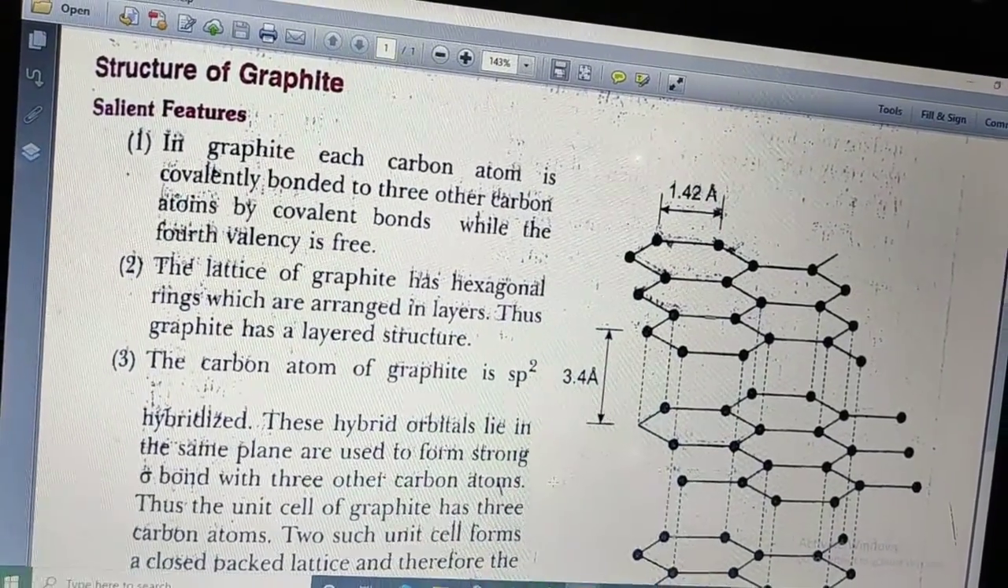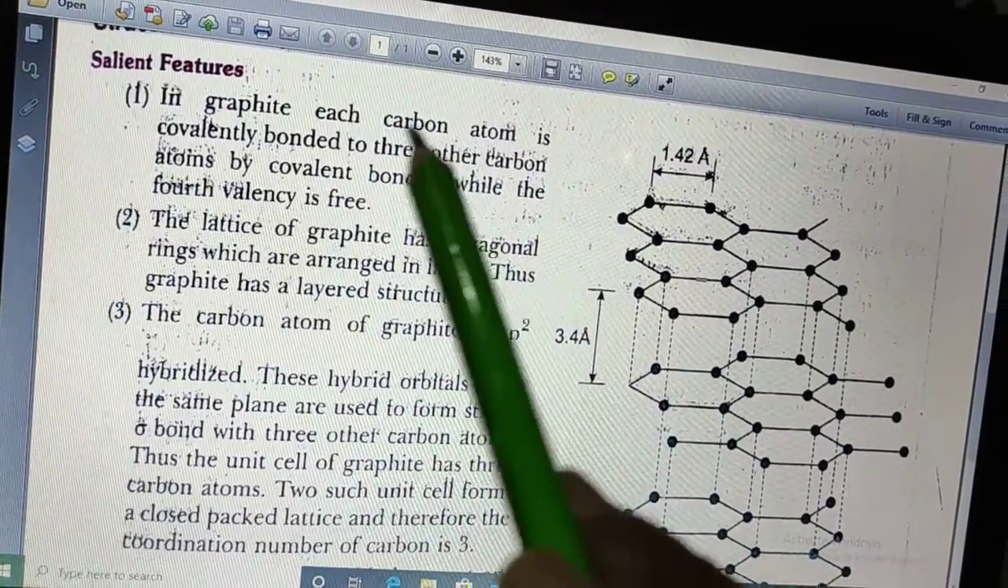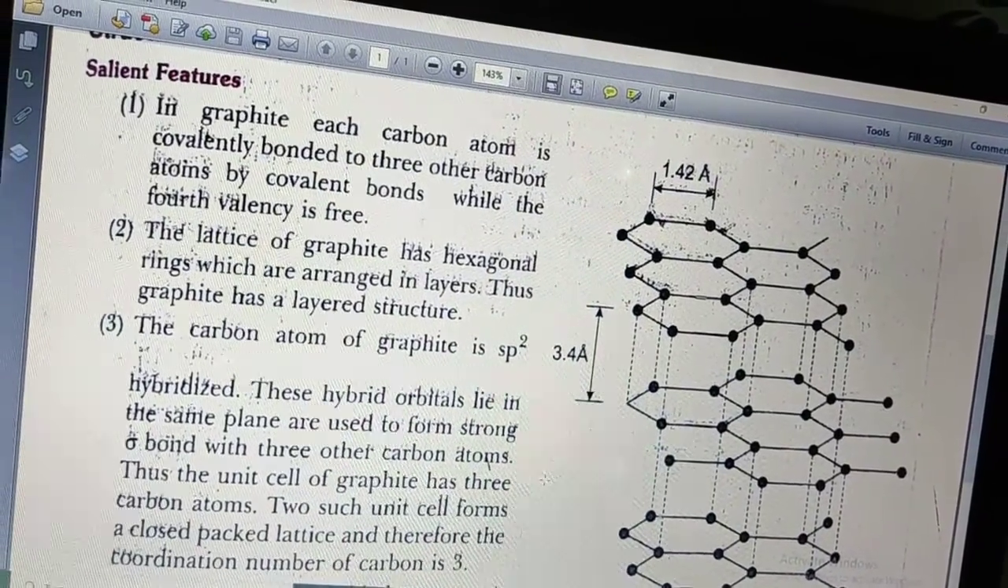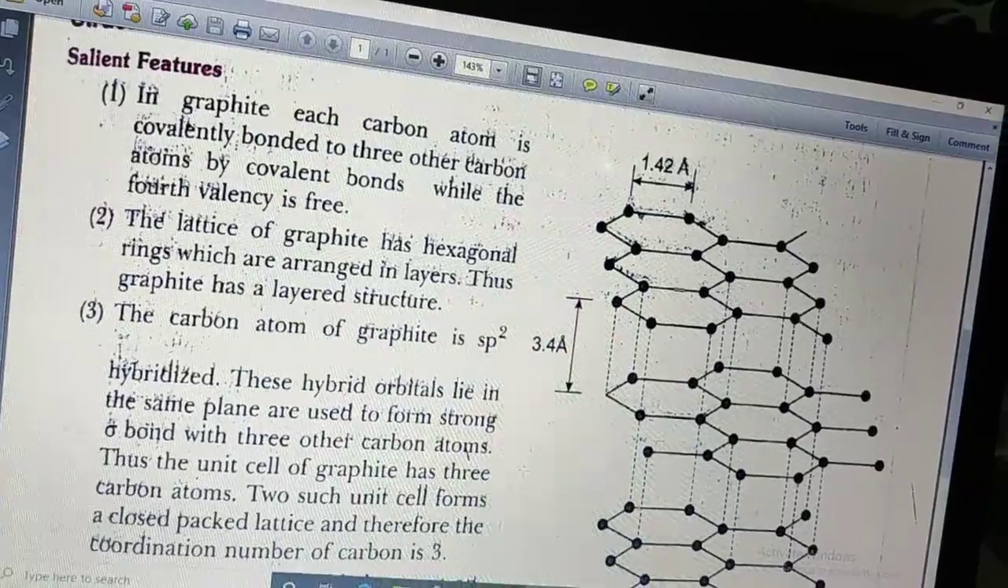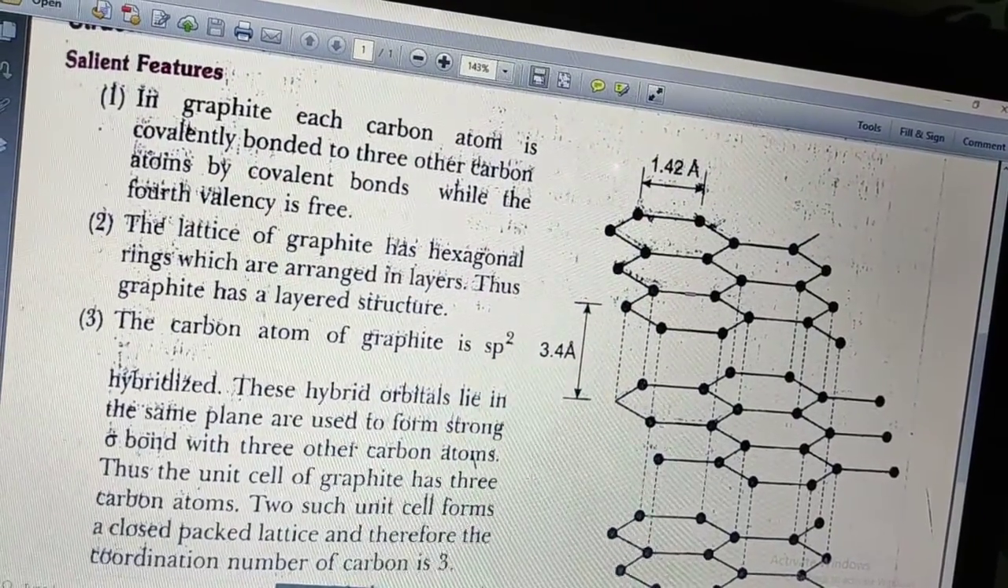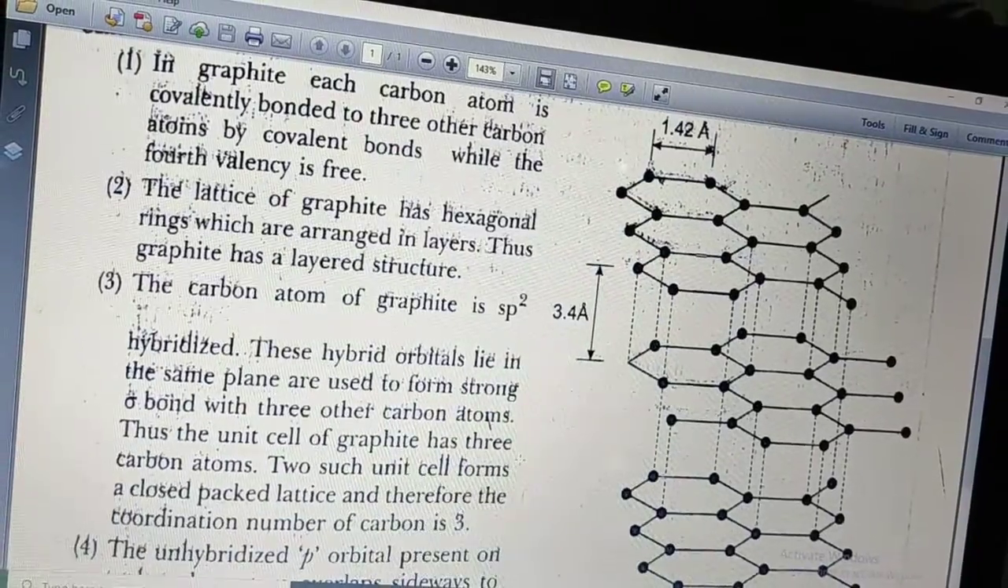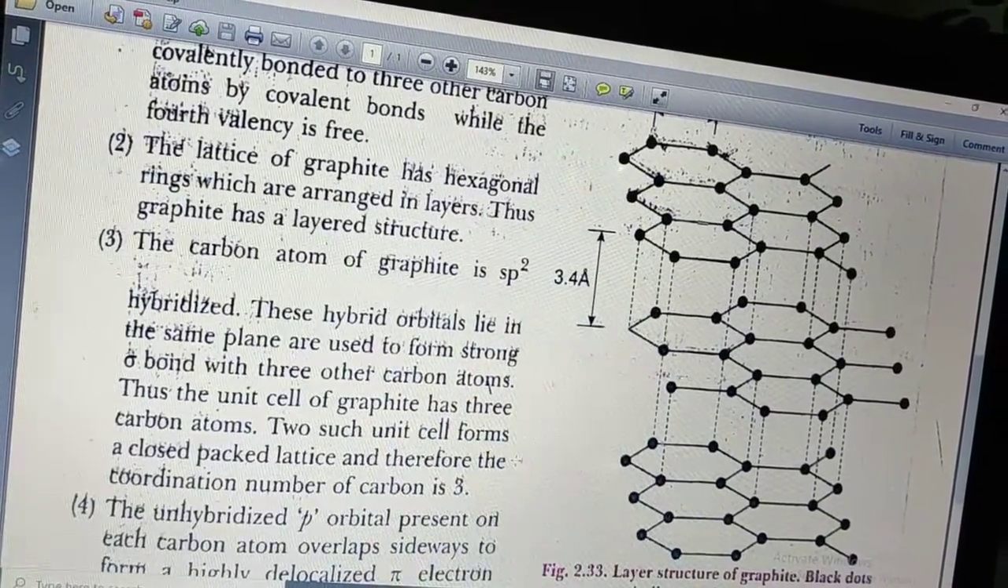Its features. In graphite, each carbon atom is covalently bonded to three other carbon atoms by a covalent bond, while the fourth valence is free. The lattice of graphite has hexagonal rings which are arranged in layers. Thus graphite has a layered structure.